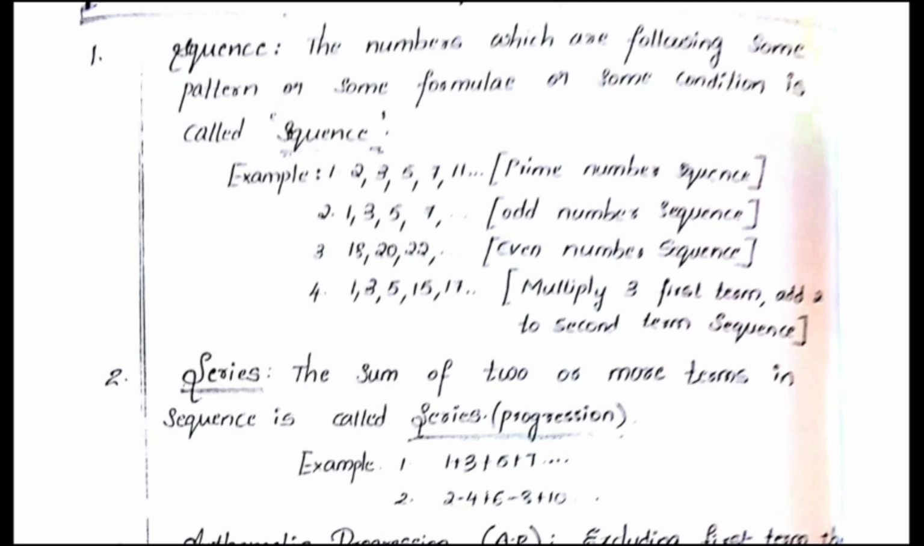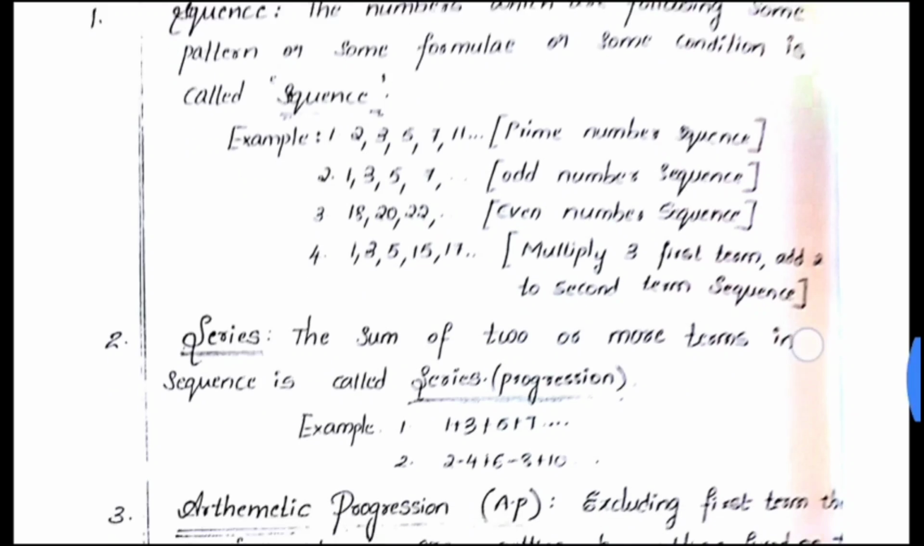So 1 times 3 is 3. Next, 3 plus 2 is 5. Again 5 times 3 is 15, plus 2 is 17. 17 times 3 is 51, plus 2 is 53, like that. So we multiply the first one, and for the next one we add 2. That is one pattern.